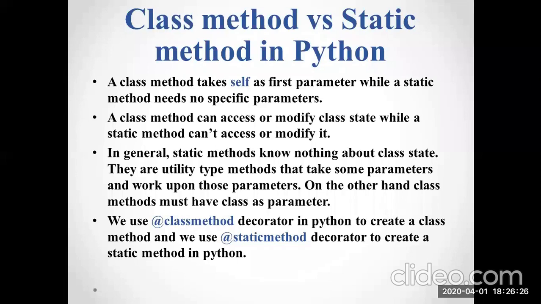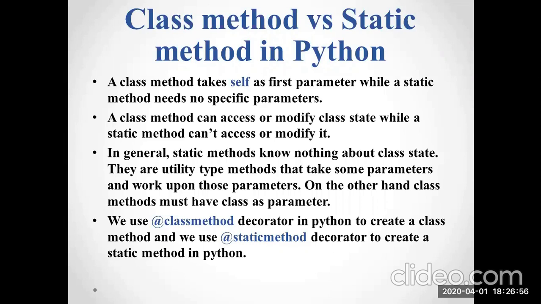Let me highlight the difference between class method and static method in Python. A class method takes cls as first parameter, while a static method needs no specific parameter. A class method can access or modify class state, while a static method can't access or modify it. In general, static methods know nothing about class state. They are utility type methods that take some parameters and work upon those parameters.